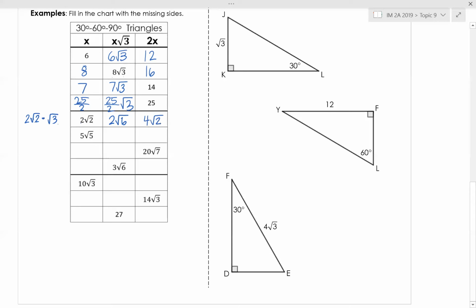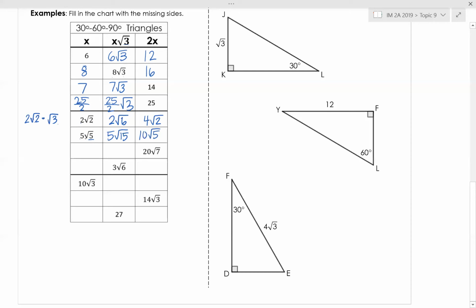Okay, so let's do this one without showing any work again. So if I have 5 times the square root of 5, I'm going to multiply the 5 inside by the square root of 3, so by 3. So that's going to give me 5 times the square root of 15 for a long leg. And then I'm multiplying the number outside by 2 back at the x to get the hypotenuse. So 2 times 5 is 10. This is going to be 10 times the square root of 5 for the hypotenuse.